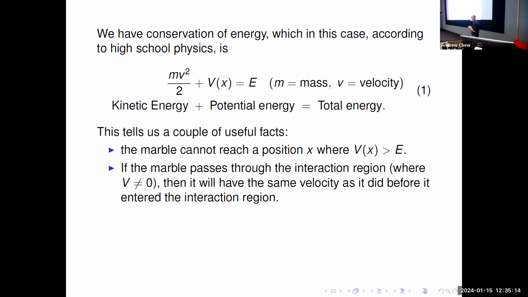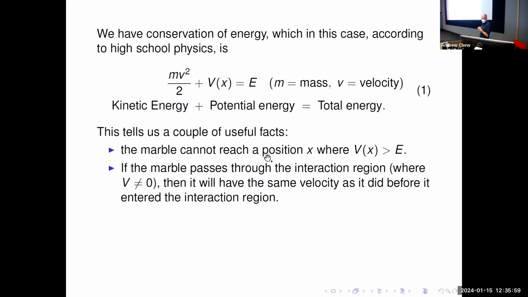Well, in this case, high school physics can solve the problem for us. So we know that we have conservation of energy, and we can write that in this form. So the kinetic energy plus the potential energy is equal to the total energy. Now I'm writing V for the potential energy. Technically, I'm making some identification between the height and the potential energy, but they're proportional, and I'm just ignoring a constant there. And this equation tells us some useful facts. Firstly, the marble cannot reach a position where V is greater than E, because then we can't solve this equation. We'd have v squared negative, which is impossible.